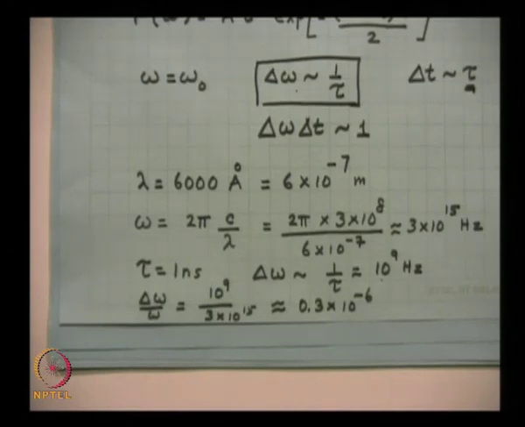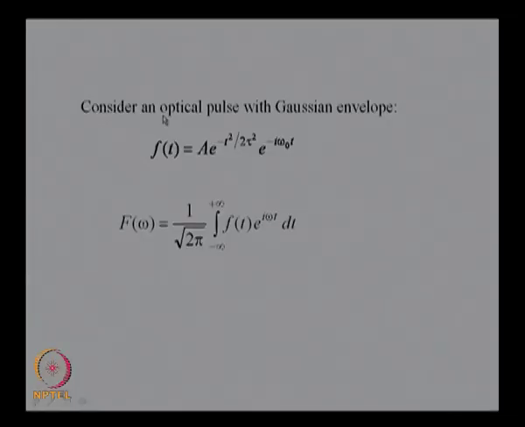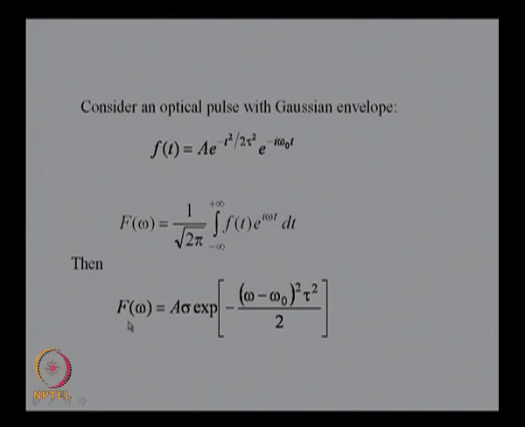So, let me do this again. Let us consider an optical pulse with a Gaussian envelope. The duration of the pulse is of the order of tau, and the central frequency is at omega 0. The spectrum, the Fourier transform of this pulse, is given by F of omega equal to so much, and if you substitute this here, we have shown that the frequency spectrum is so much. So, the spectral width is of the order of 1 over tau.